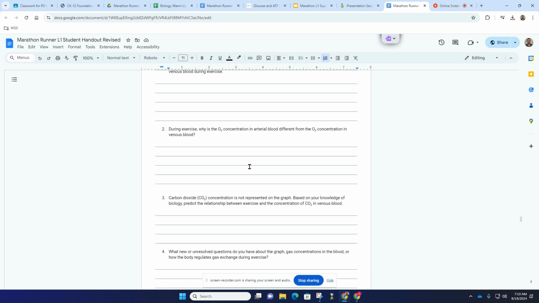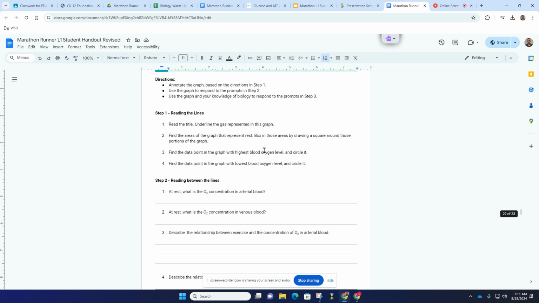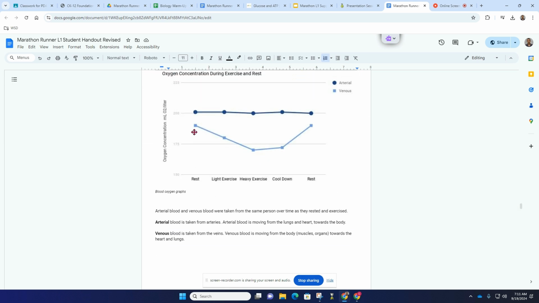And then number 3, it says carbon dioxide is not represented on the graph. Based on your knowledge of biology, predict the relationship between exercise and the concentration of carbon dioxide in venous blood. Okay. So we just look over here. Well, okay, if oxygen's going down, carbon dioxide is the opposite, right? It's that same idea. Is it increasing? Is it decreasing? Does it stay the same? Well, carbon dioxide is going to increase.